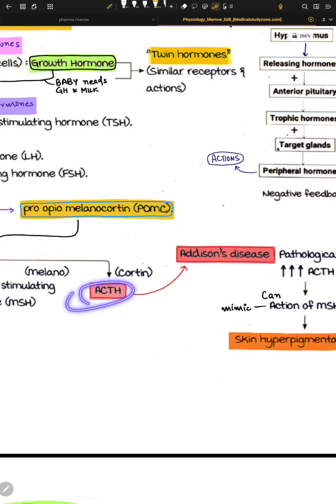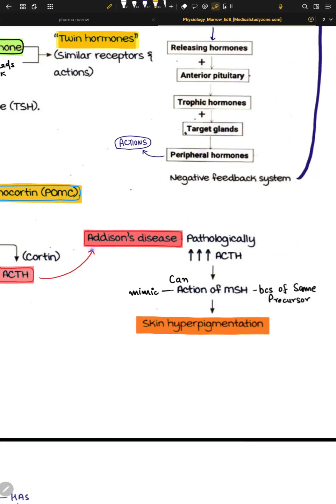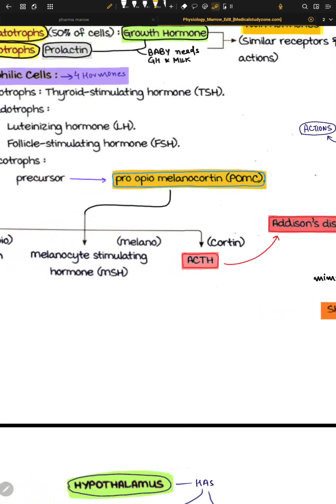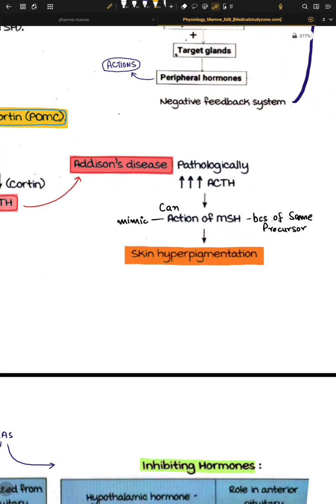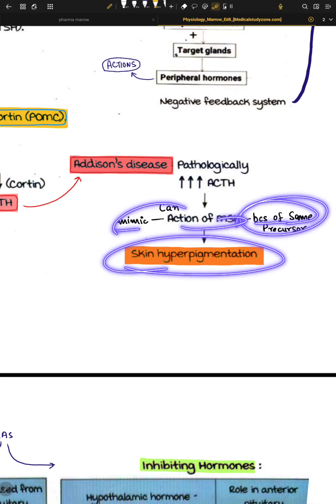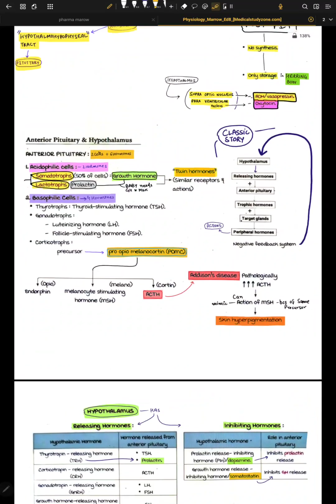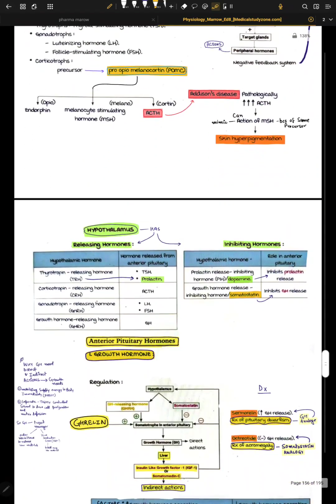By the way, if you have a lot of ACTH, it leads to what's called Addison disease. In Addison disease, the ACTH is hyper, and this ACTH can mimic the action of MSH. What is MSH? Melanocyte stimulating hormone, and melanocytes are responsible for giving you the color of your skin. Because of the same precursor, ACTH can mimic the action of MSH, and then we have hyperpigmentation. So let's talk about GH and prolactin.